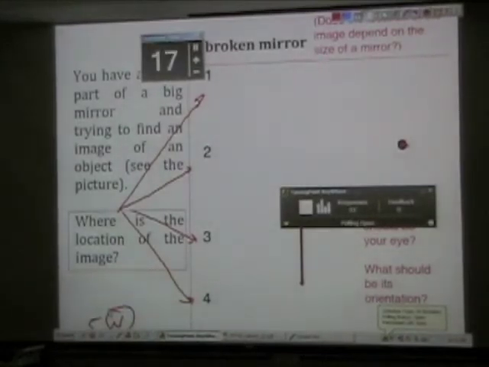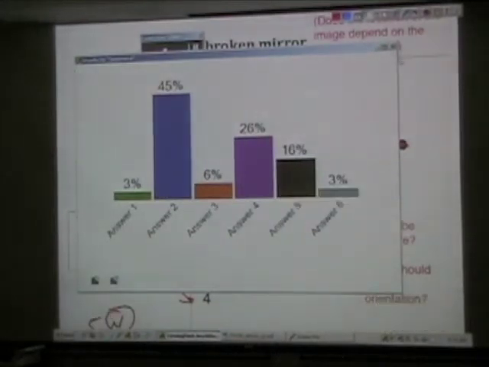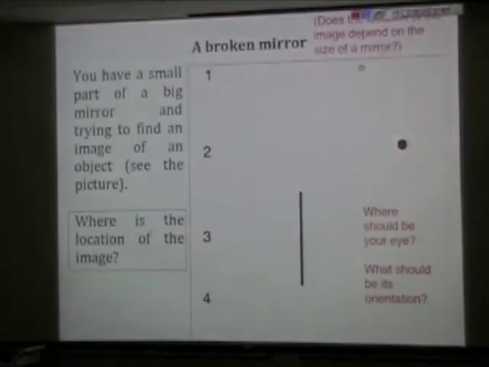I should have 32 responses. So someone either fell asleep or doesn't have a clicker. If you don't have a clicker, raise your hand. So someone fell asleep. All right. I don't blame you.